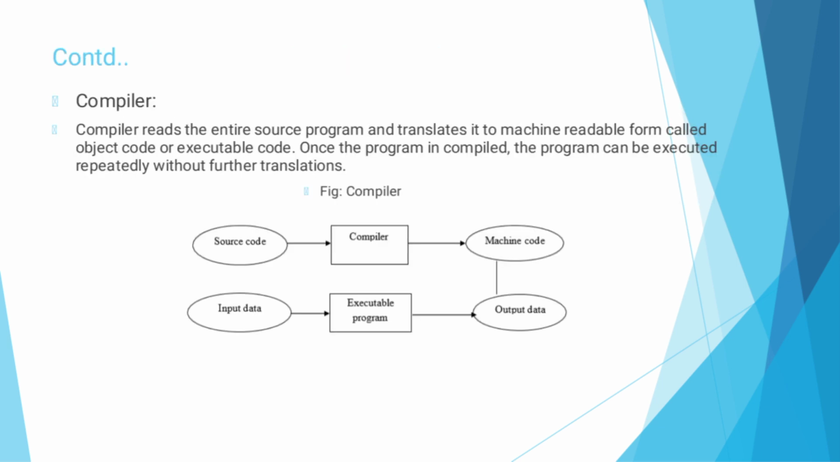Next is the compiler. The compiler reads the entire source program and translates it to machine readable form called object code or executable code. Once the program is compiled, it can be executed repeatedly without further translation. This is the compiler diagram. We give the source code as input to the compiler, the compiler translates the source code into machine code, then the input data is executed and the output is displayed.